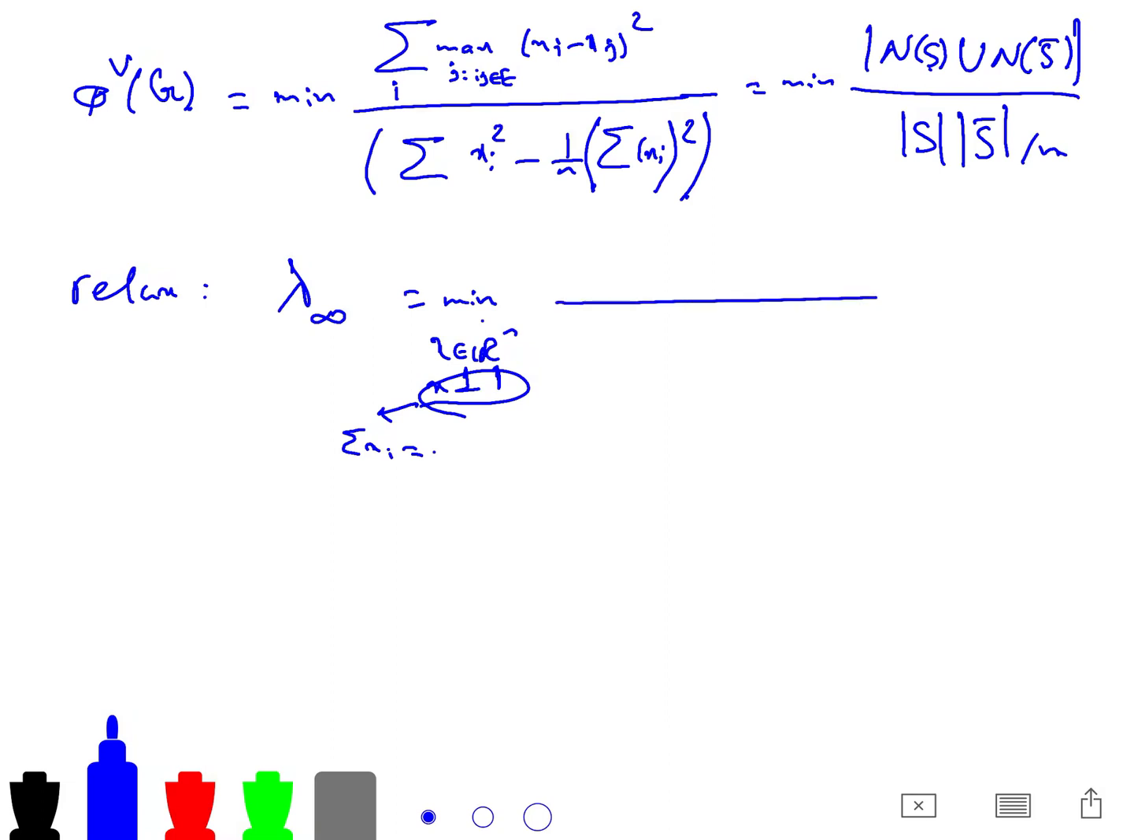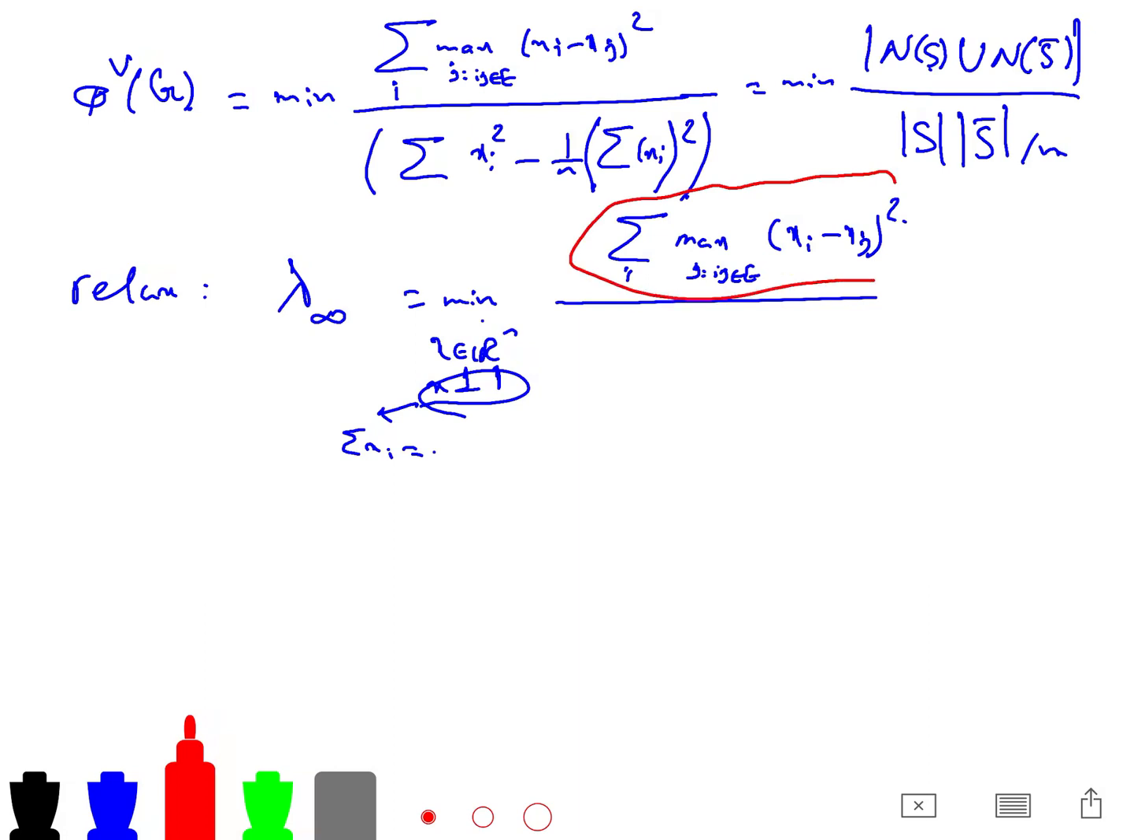So the minimum of, as I said, the maximum over j such that ij is an edge, of xi minus xj squared. So for each vertex in S, we only count one edge. Even if it goes to many vertices in S bar, we are just counting one.